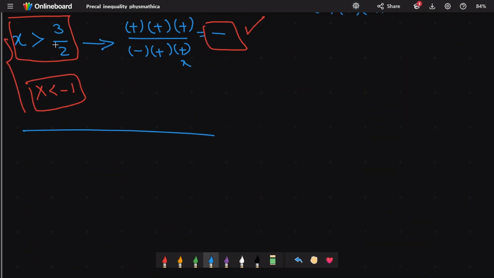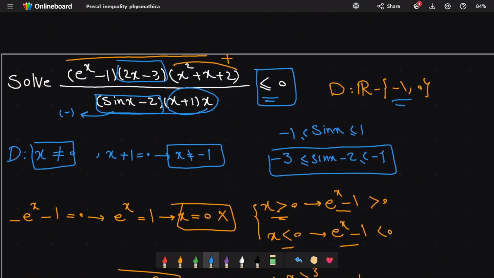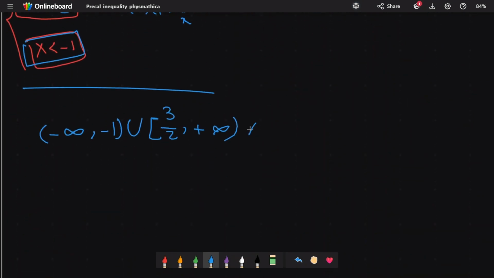So all we have to do right now is to add everything together, and we can see that our solution is going from -infinity to -1, union with 3/2 to plus infinity. And the reason that we can include 3/2 is that we can actually have it as part of our solution when we look at the numerator, and it is part of the critical points that is also part of our domain. So that can be included, and this is the solution for this problem.